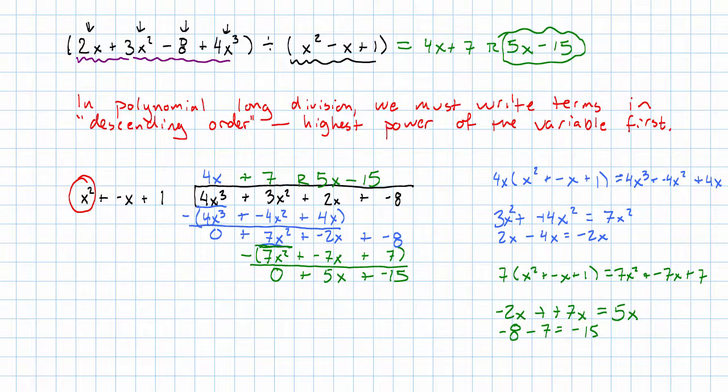Which brings us to the very last complication. What can our remainder look like? Our remainder can be anything it wants as long as it is of lower degree than the divisor. Right, so my divisor had an x squared in it. My remainder can have an x in it, but not an x squared. And that's the last thing that we need to be aware of as we're doing polynomial long division.